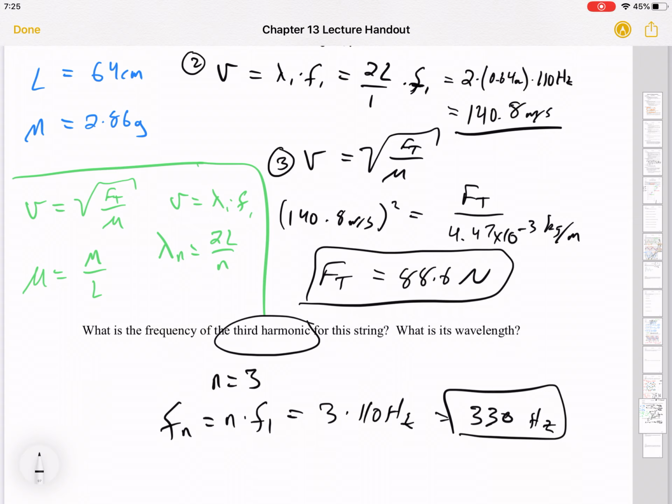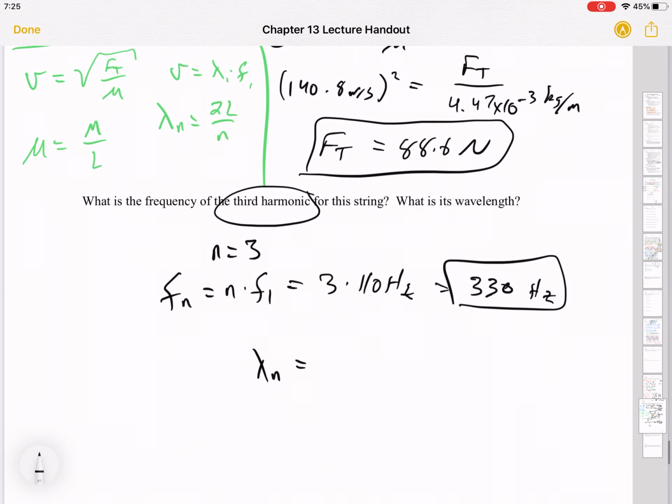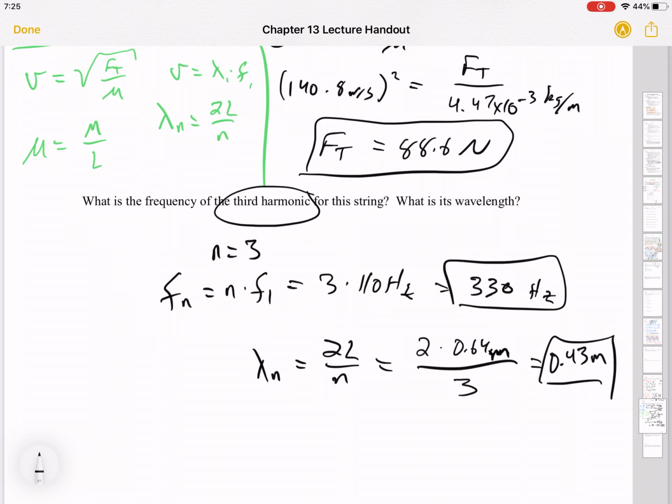We could also ask, what is its wavelength? Well, just like we had before, lambda sub n is 2L over n. So we could say 2 times 0.64 meters, divided by 3. What I get is 0.43 meters. And if you take the product of those, you get the wave speed, just like we did above.